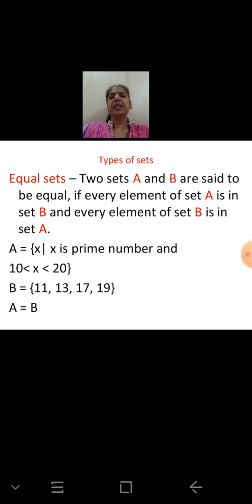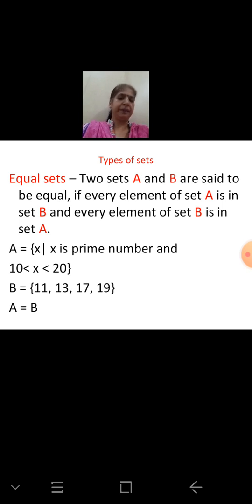Now here it is given in rule method. x is a prime number, so we have to write the prime numbers greater than 10. Which prime number is greater than 10? 11. Yes, 11 is a prime number. 13, 17, 19. All these are prime numbers. And if you list set B also, you will get the same elements. So A is equal to B, since set A and set B have the same elements.